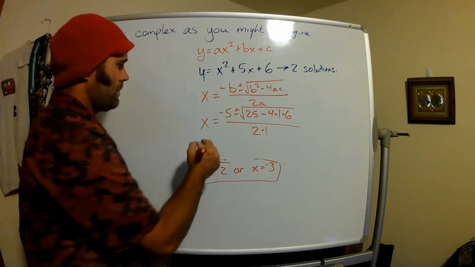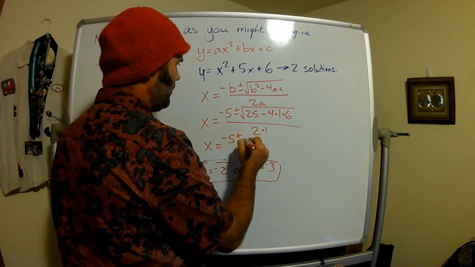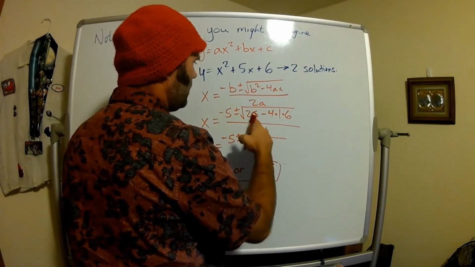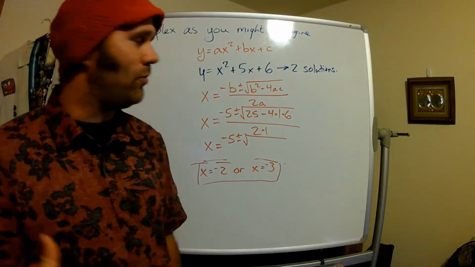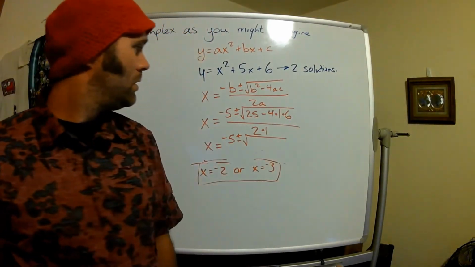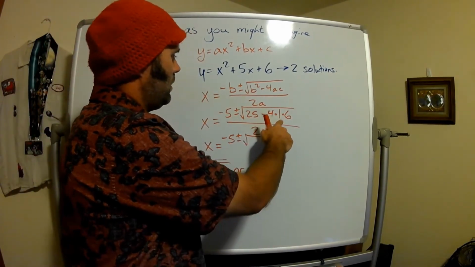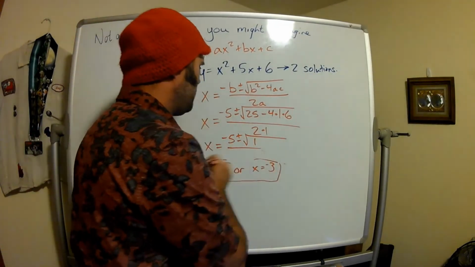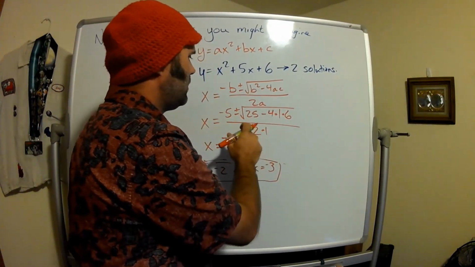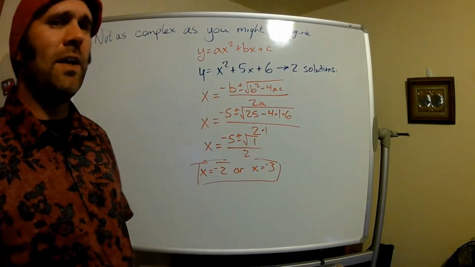Okay? So x equals negative 5 plus or minus the square root 25 minus 4 times 1 times 6. What's 4 times 1? Well, that's just 4. Times 6, 24. Okay? 25 minus 24 is just 1. Divided by 2 times 1 is just 2. So it's already simplified down immensely.